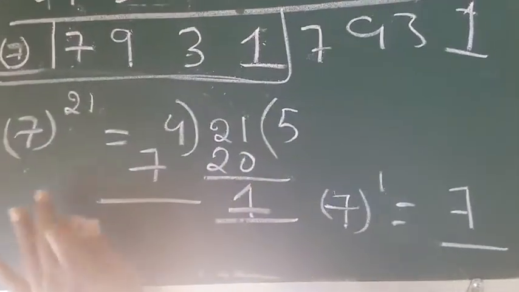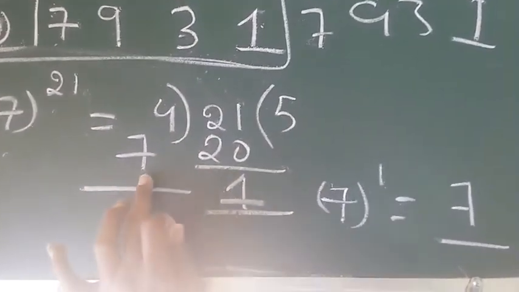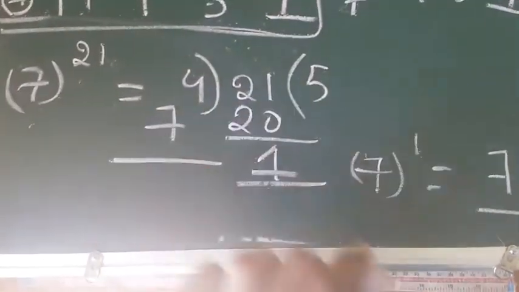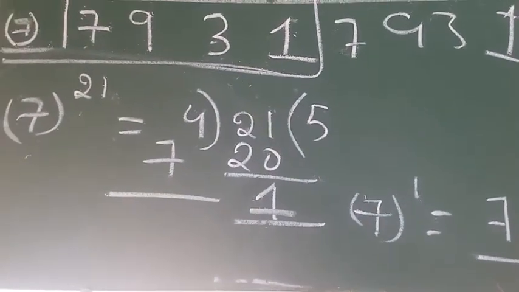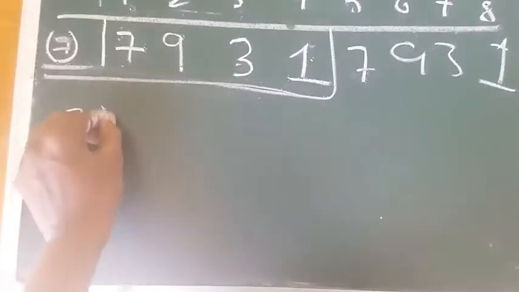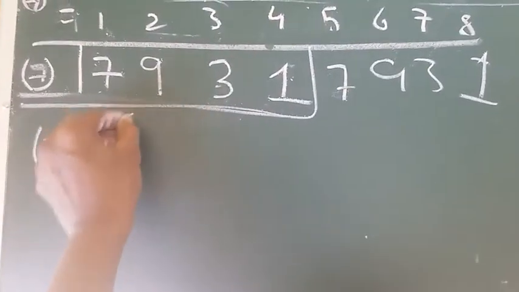You will definitely get 7 in the units place of 7 power 21. Even if you multiply 7 twenty-one times, you should get 7 in the units place. I hope you understood how to calculate the units place of 7 power n. Let us discuss one more example, 7 power 16.